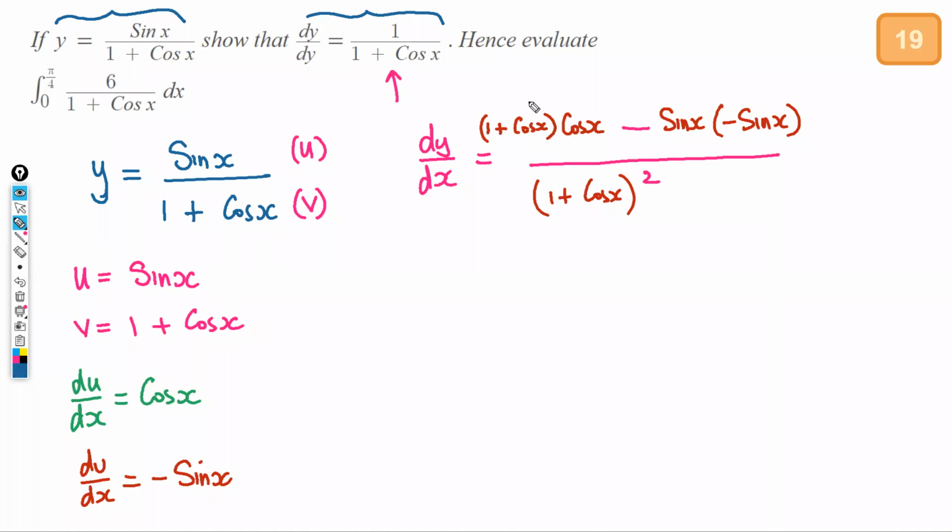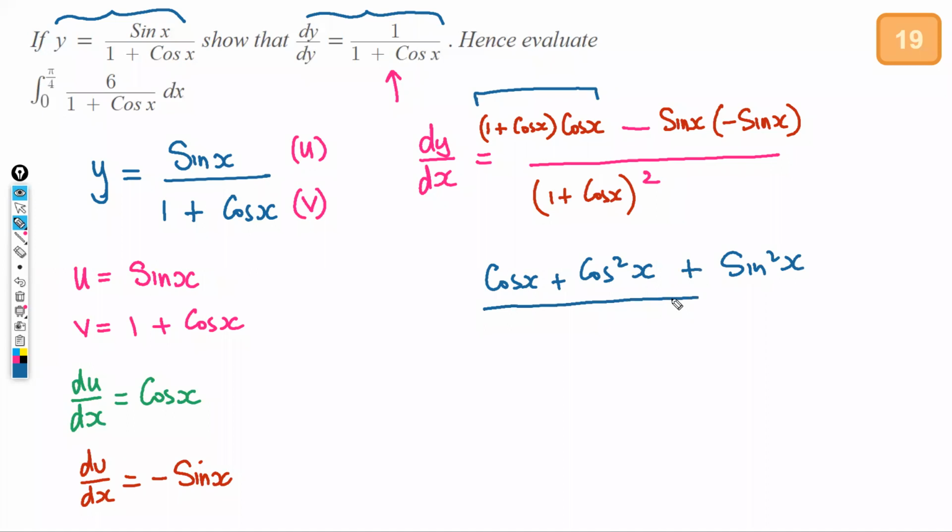So let's work out the top. You've got to multiply out these brackets here. Every one inside here gets multiplied by cosine. So you get cos x plus cos squared x. Sine multiplied by sine, and you have two negatives. That's positive sine squared x, divided by (1 plus cos x) squared.